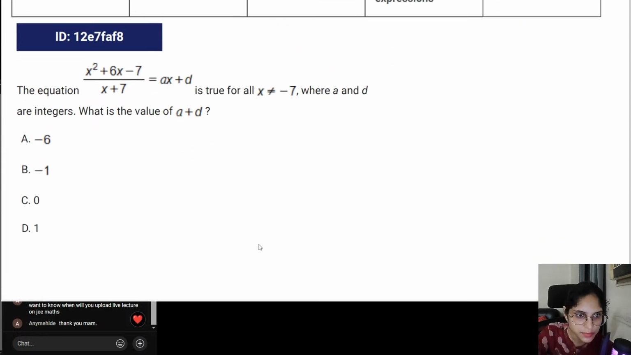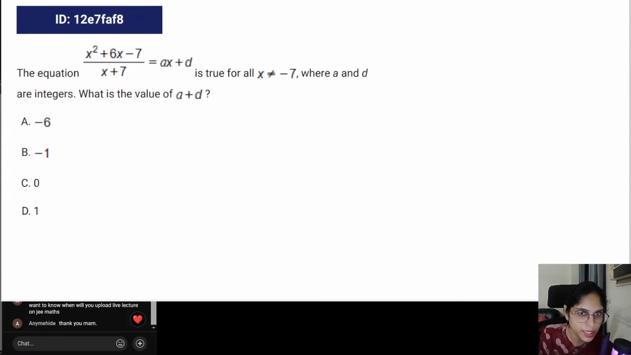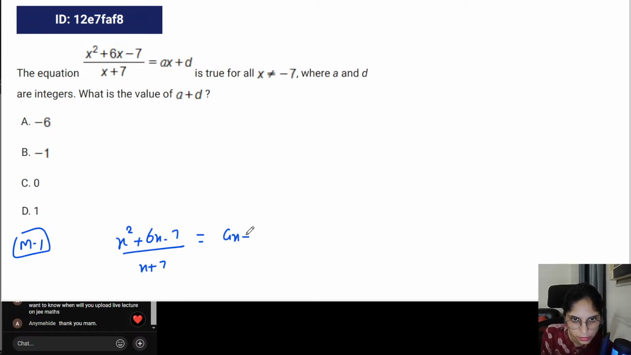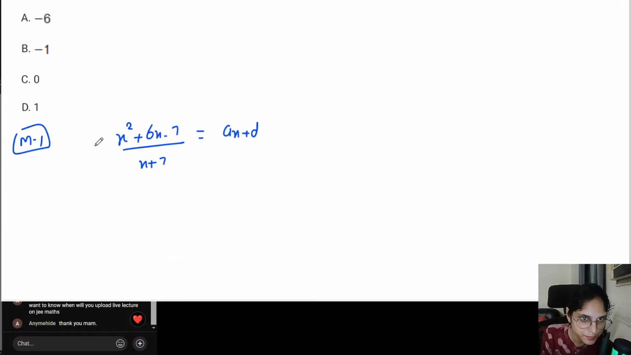Okay, x squared plus 6x minus 7 over x plus 7 is equal to ax plus d. What is the value of a plus d? There are two methods. I will try to solve with both the methods. Method 1 is factorize the numerator. So 7, 1 and 7, you can take its positive. So 7 has to be positive, 1 has to be negative. 7 minus 1 is 6.